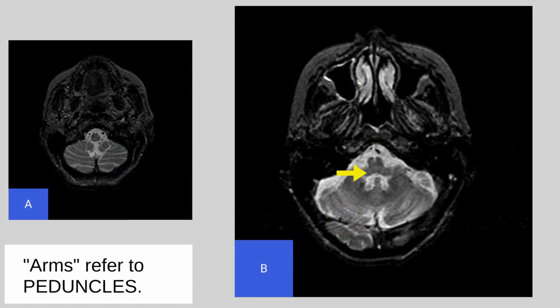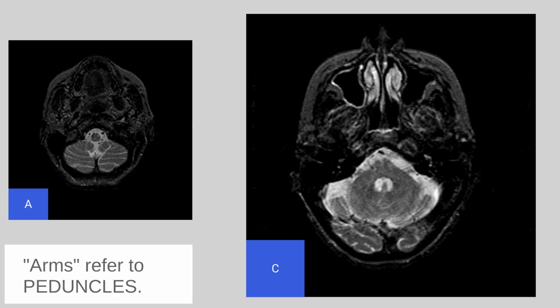Now try to visualize arms that pass dorsally in each image when compared to image A, which is the same image that started this video. There is no visible arm or peduncle in image A. What do you see at the tip of the yellow arrow in image B? It is an inferior cerebellar peduncle and a landmark structure of the medulla.